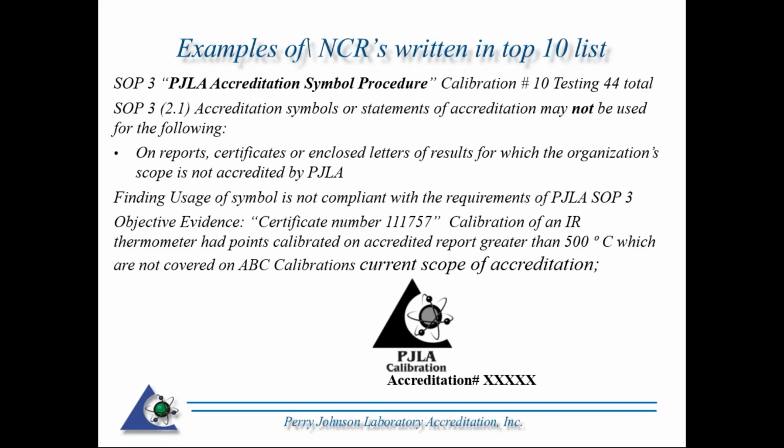All right, moving on, SOP 3, that's our symbol procedure. This came in at the bottom for calibration, number 10, 44 total instances for testing. Symbol procedure, this is our symbol, and you see at the bottom there, that's how our symbol is to be depicted for a calibration lab. For testing, we would simply replace that word calibration with testing and your accreditation number.